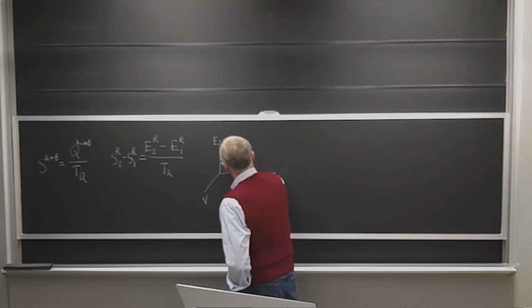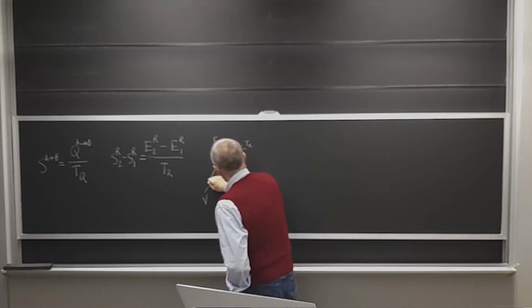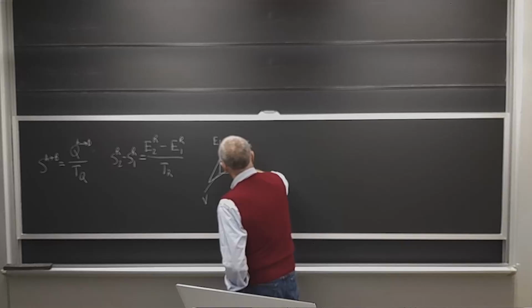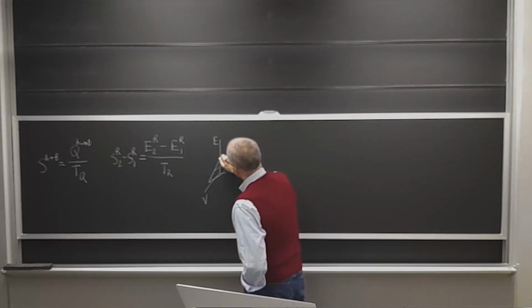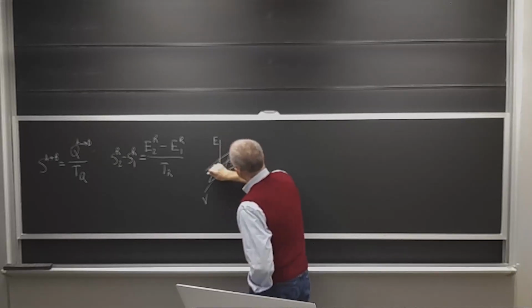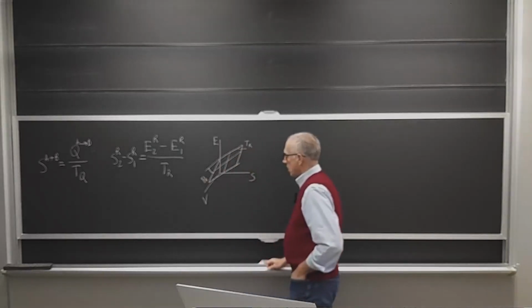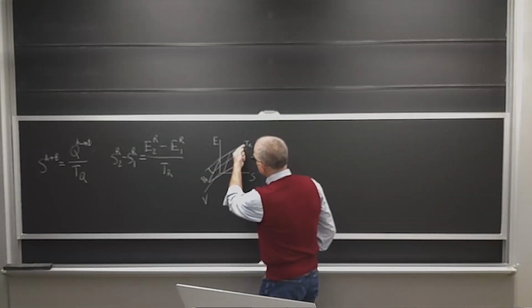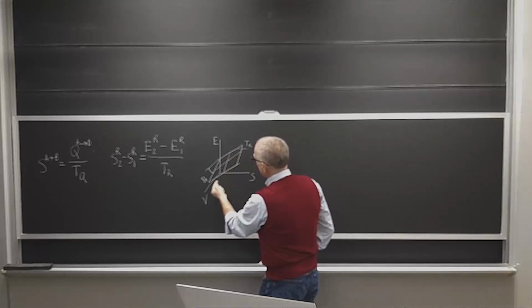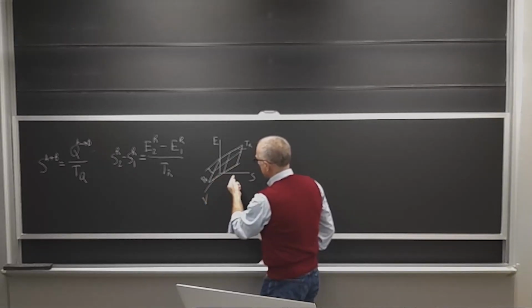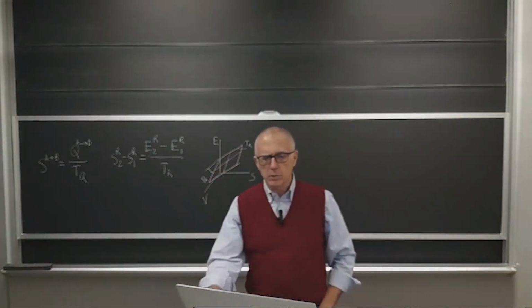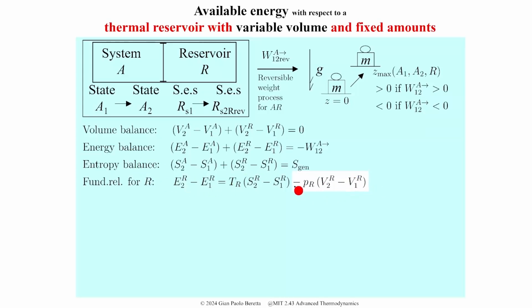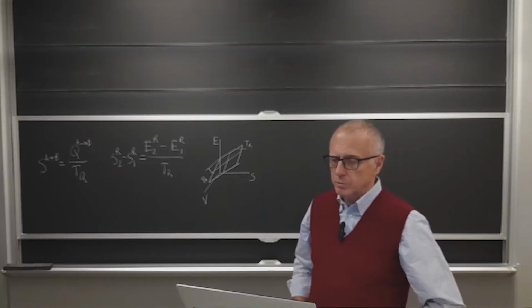Let's do this. Then we have an equation of a plane, of which the slopes are TR when you take the slope at constant V, and minus PR when you take the slope at constant S. So this is an equation of a plane, and that's the fundamental relation for that thermal reservoir at variable volume.